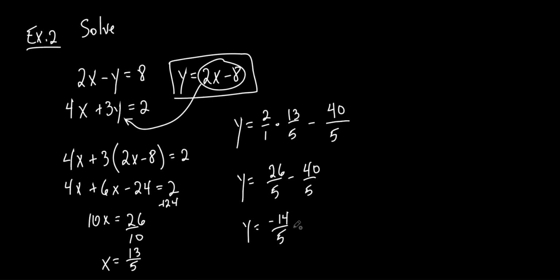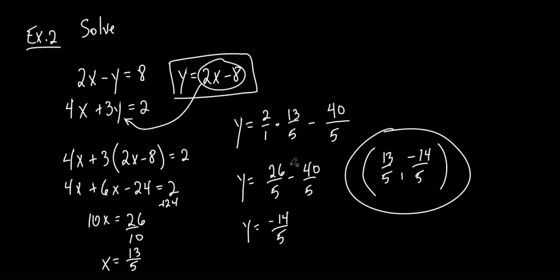There's really no reason right now to change it to a mixed number. If we had to graph it, then absolutely turn it into a mixed number. But you don't have to graph it on these problems, so I would just keep it improper. It's perfectly fine. In fact, that's the way they would read off the answer. So what's my final answer now? It's 13 fifths, comma, negative 14 fifths. And that's where they're going to intersect.